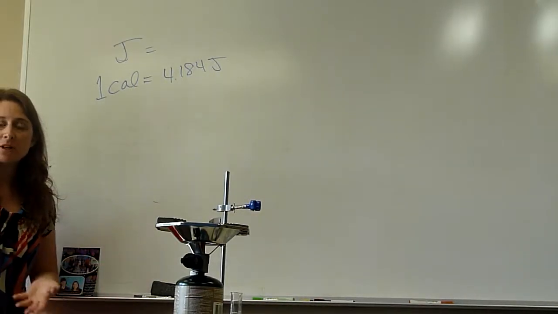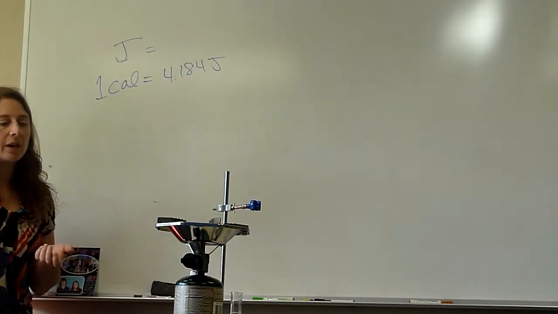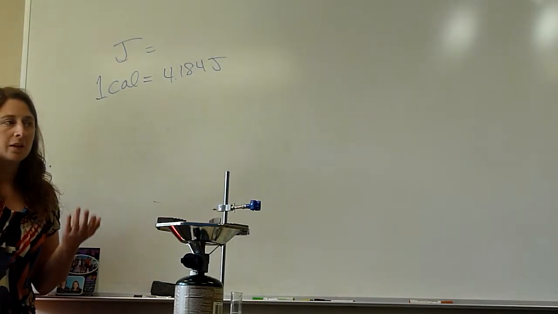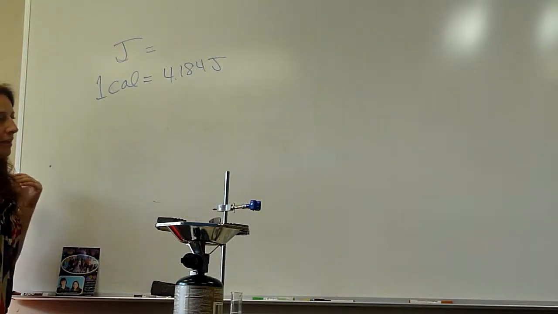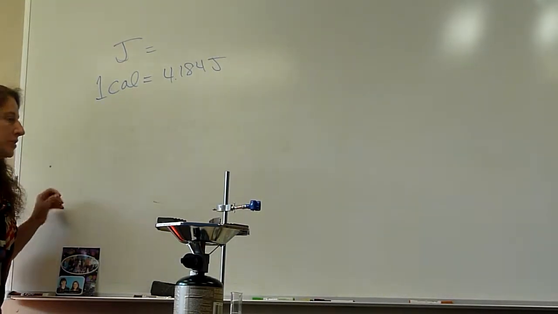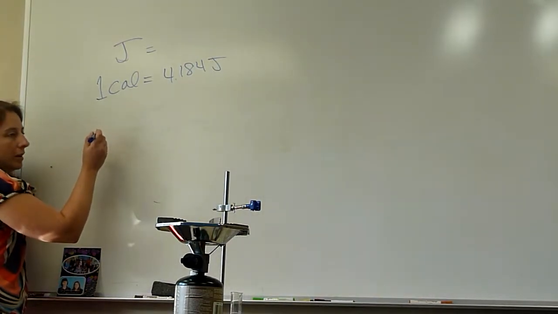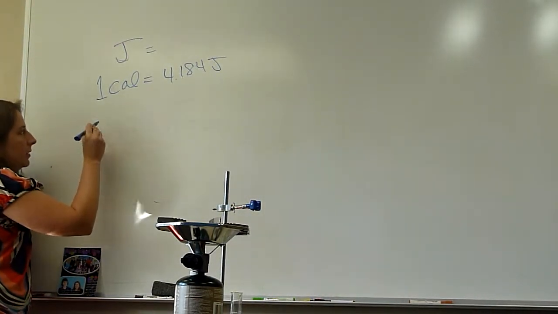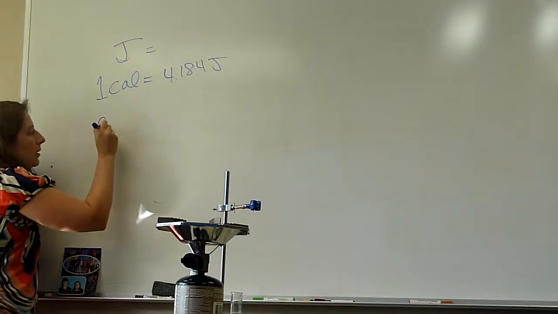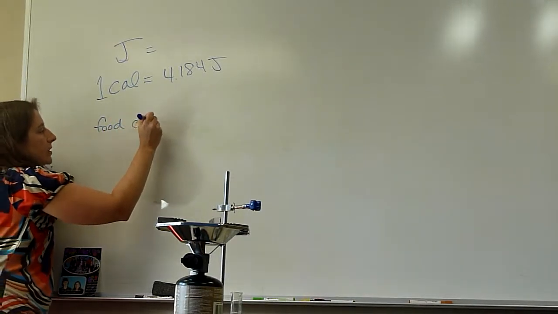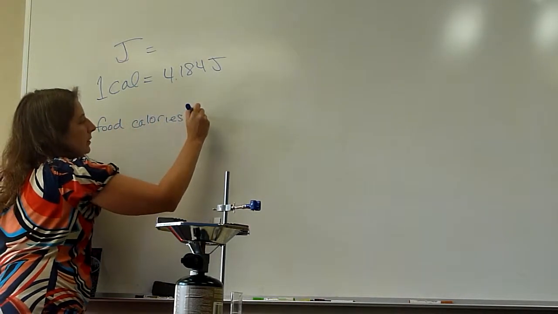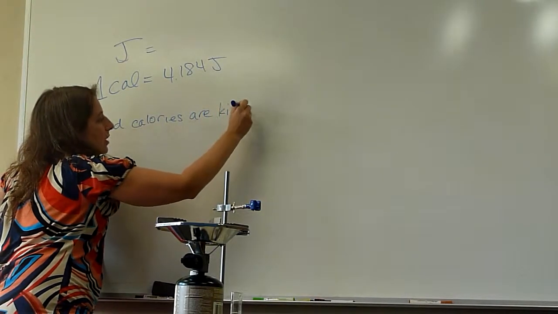But in chemistry, is the chemistry calorie the same as the calorie on your food labels? No. So what is a food calorie compared to a chemistry calorie? 1 food calorie is 1,000 chemistry calories. Okay, so food calories are kilocalories. That's something you should know.